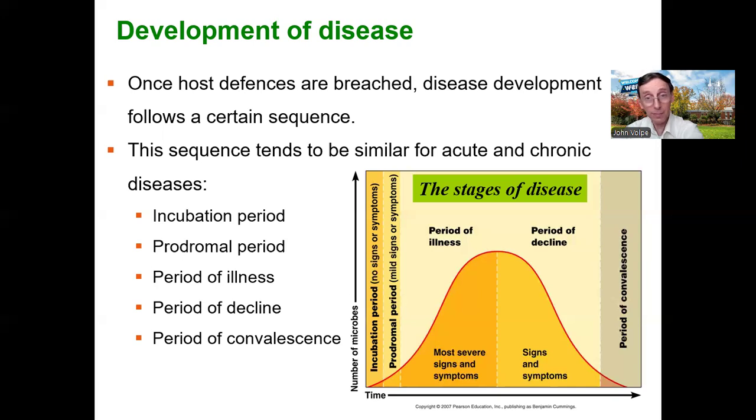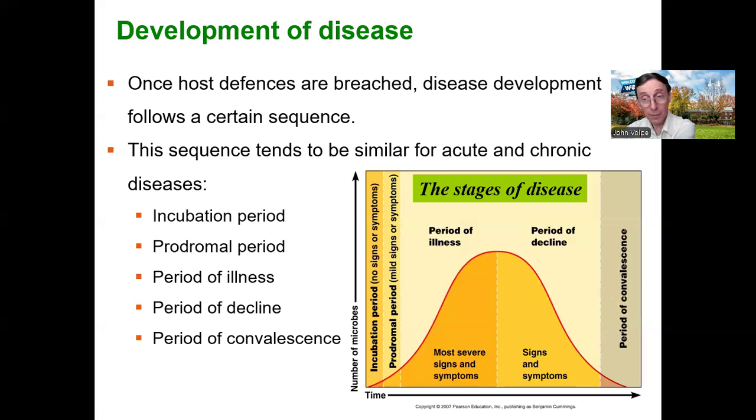Your signs and symptoms are no longer mild. You have full illness where the signs and symptoms are the most severe. Period of illness. That's followed by the period of decline where the signs and symptoms start decreasing. Like when the patient has a fever, that's the period of illness. And then when the fever breaks, that starts the period of decline. So in the period of decline, the number of microbes also decrease normally.